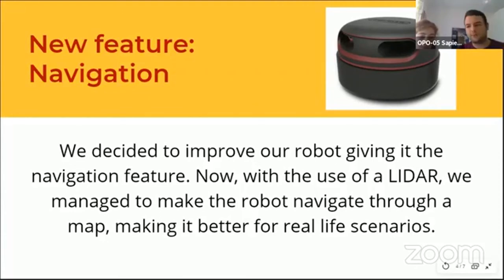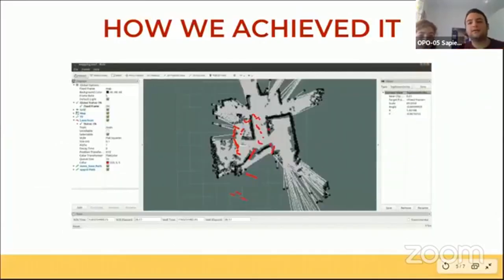The LiDAR now lets the robot be more useful in real life scenarios, and we achieved this by mapping our house using RViz and the mapping features of the ROS packages. And we control the robot using a joystick.